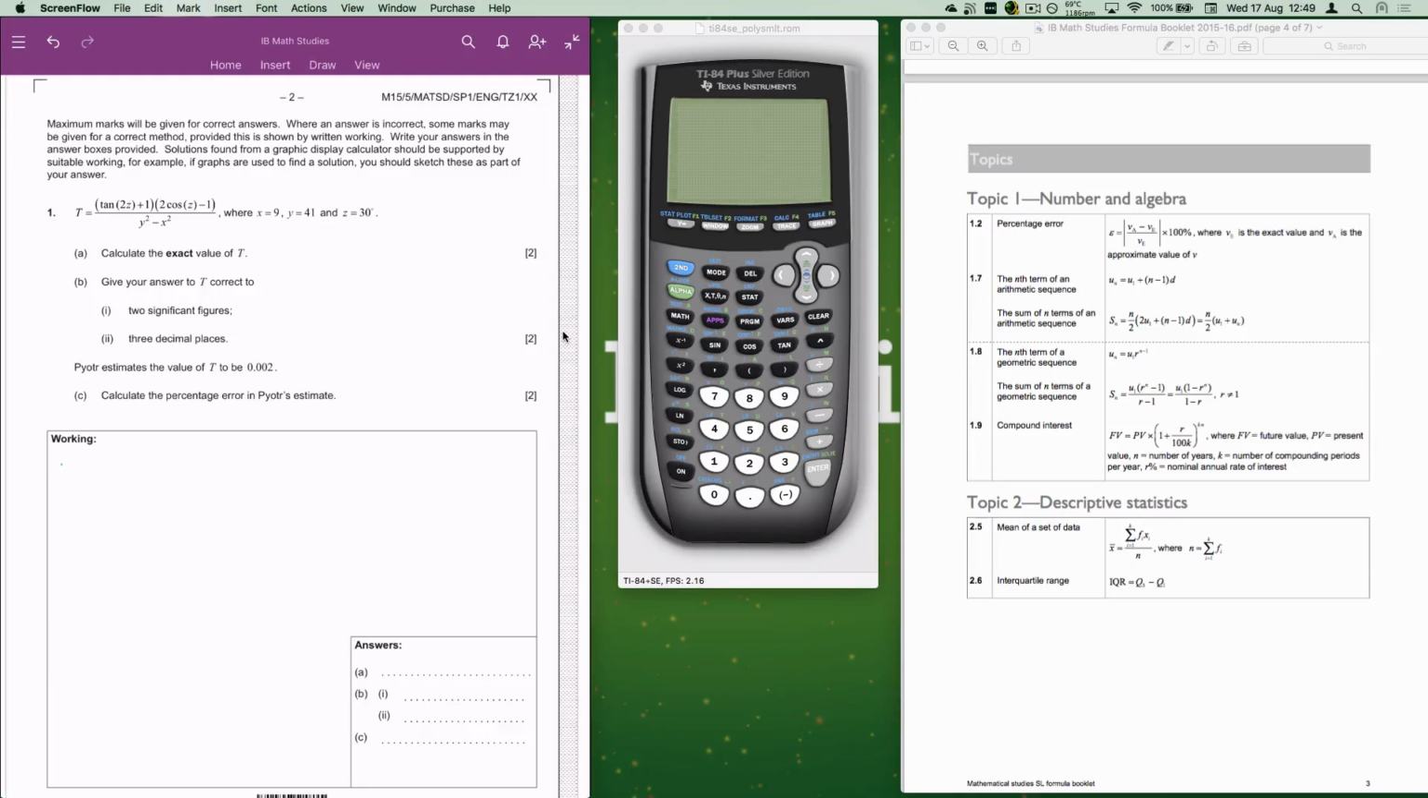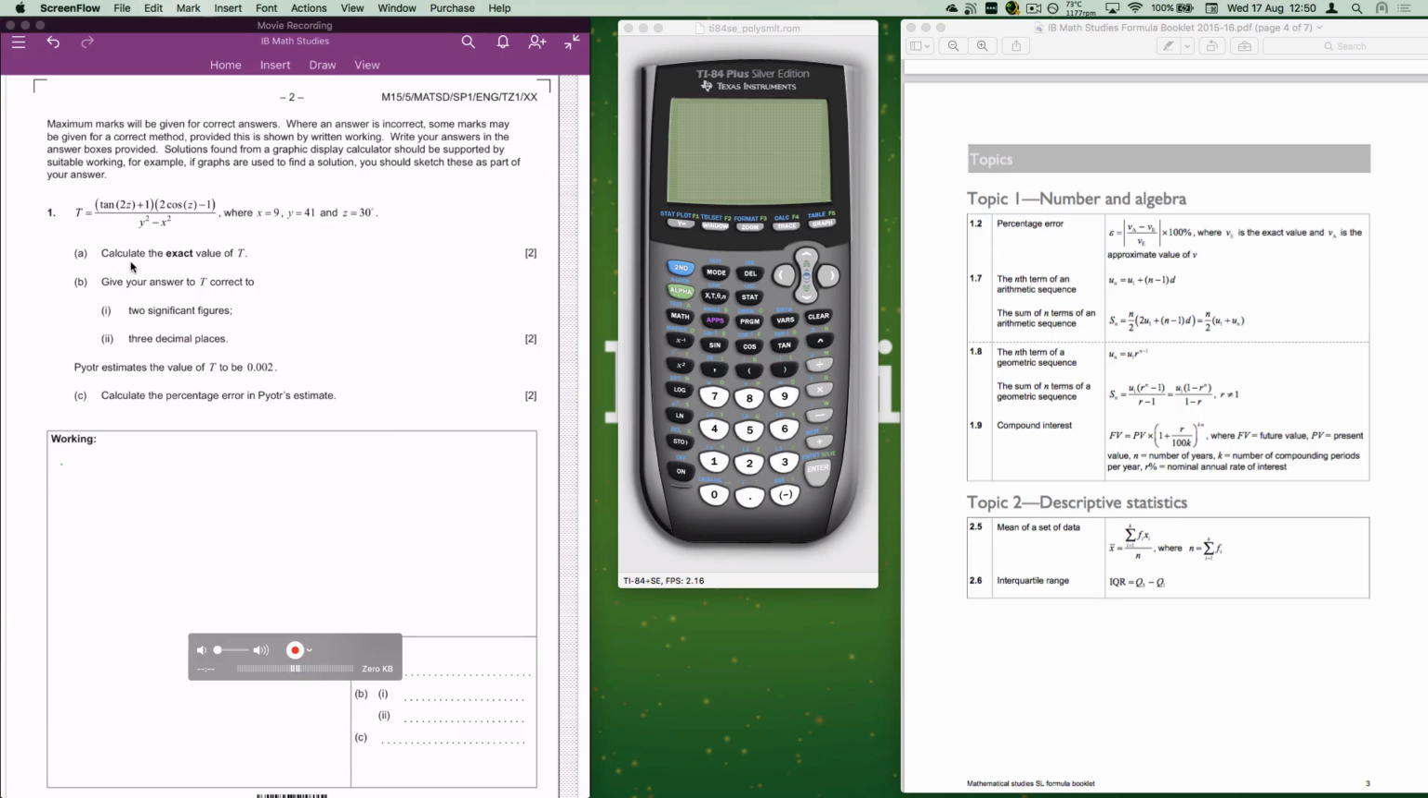Okay, let's get started with question 1. We're given a formula over here, and it's involving tan, a letter z, cosine, letter z, y, and x. So we've got some trigonometry going on here. We're given some values for the x, y, and z, and let's read the question all the way through.